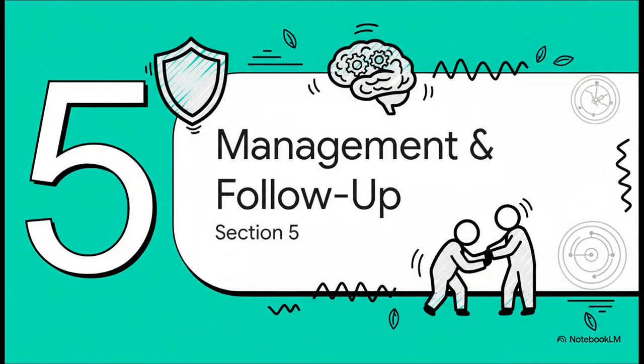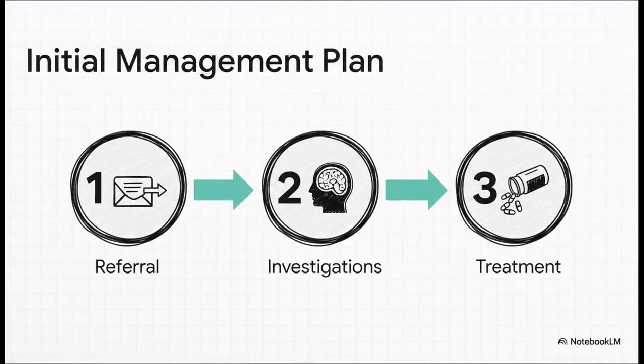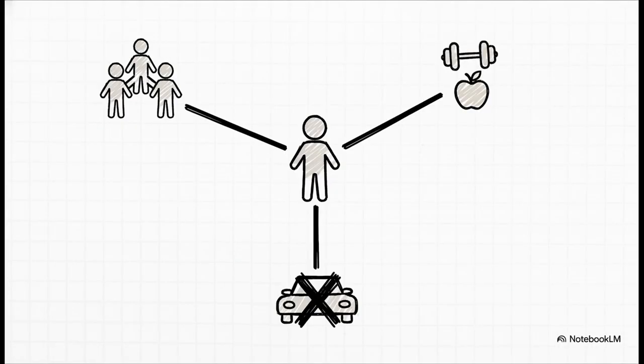Okay, we're at the final section, your management plan. This is where you really prove that you're a safe, competent, and supportive doctor. Your plan has to start with three key actions. First, an immediate referral to a neurologist. Second, you have to mention that the neurologist might do some investigations, like an MRI, to rule out other causes. And third, you need to introduce the idea of treatment, mentioning there are medications like levodopa that can help with their symptoms.